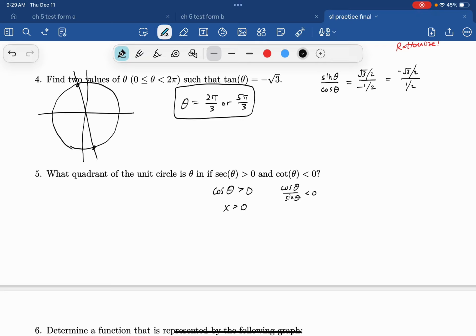which means that x and y must have opposite signs, right? Opposite signs, because cosine over sine can only give us a negative number if they have opposite signs, negative over positive or positive over negative. So that tells us that if x is greater than 0, as we know, then y must be less than 0. So that's going to correspond to quadrant 4 here.